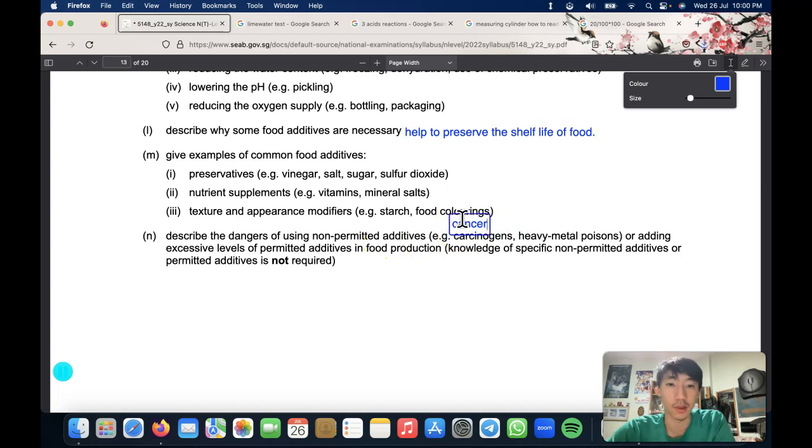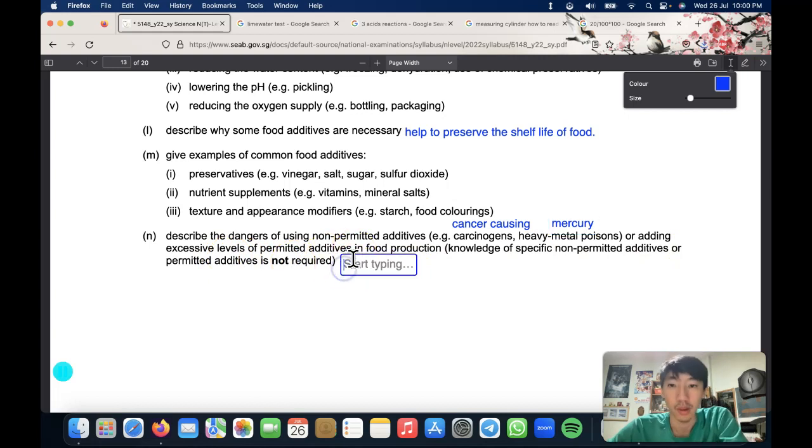However, there are some non-permitted additives, like carcinogens, right? Carcinogens means cancer causing. That means that if you eat this food, it might increase your chance of getting cancer. Heavy metal poison, right? For example, mercury, right? So heavy metals are kind of metals that actually cause poison to your body. Okay, so these are not allowed to be used as additives. And also, we cannot exceed the level of certain additives.